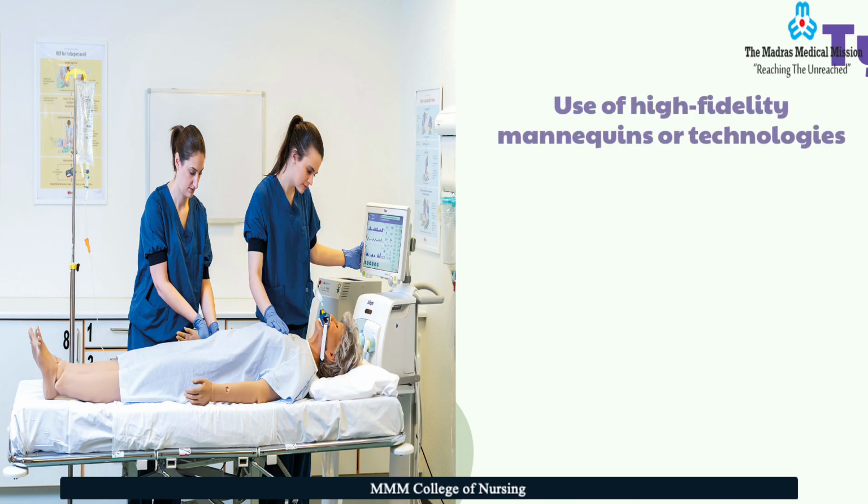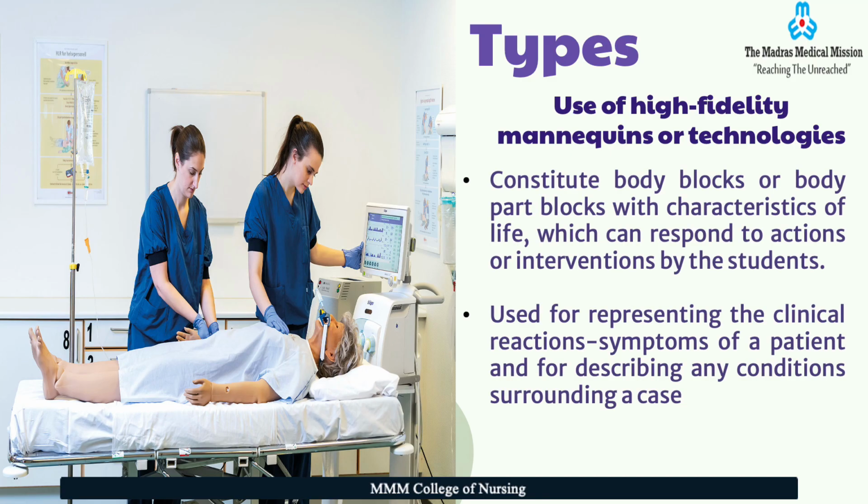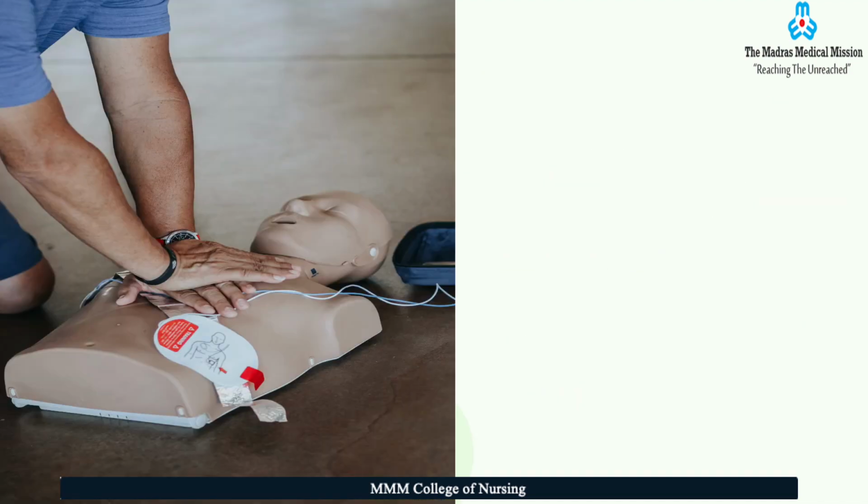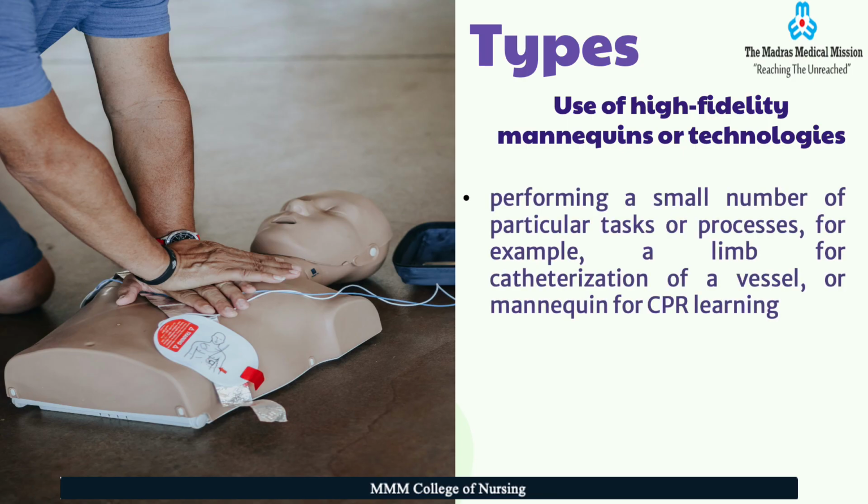Now, let's move to learning the types of simulation. The first one involves the use of high fidelity mannequins or technologies. This constitutes body blocks or body part blocks with characteristics of life, which can respond to actions or interventions by the students. This is used for representing the clinical reactions, that is, symptoms of a patient, and for describing any conditions surrounding a case. This method further involves performing a small number of particular tasks or processes, for example, a limb for catheterization of a vessel or a mannequin for CPR learning.